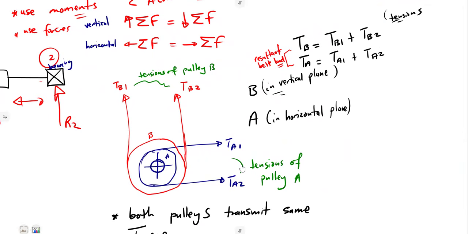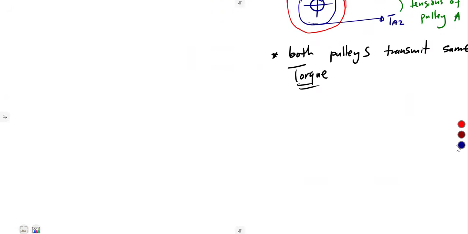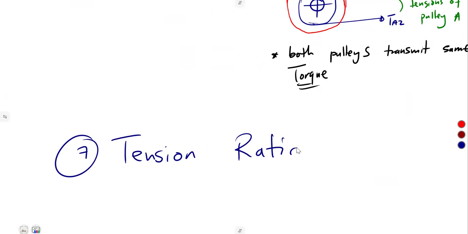So we want to consider the last part. Let me just write the last one because here I'm explaining examples now. Let us just consider also the tension ratio. As you consider the line shaft, there is also tension ratio.